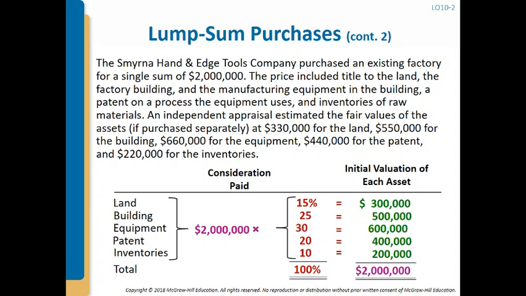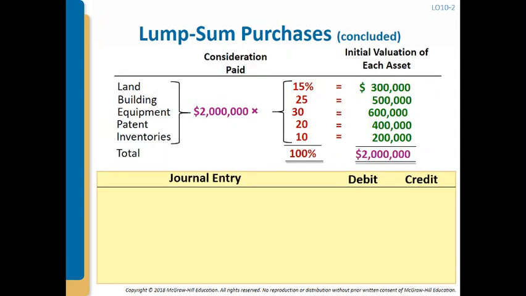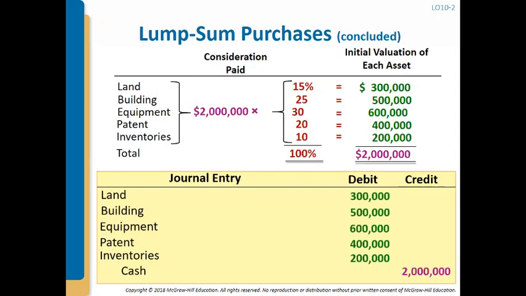So you see the allocation, the percentage of allocation for each one based upon the fair value of each asset divided into total fair value, and then you take that and multiply it for each asset times the purchase price of the total assets. And then you simply put them on your books with that journal entry.